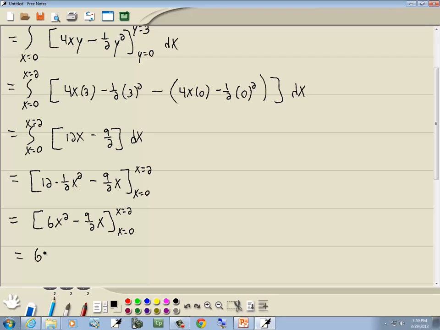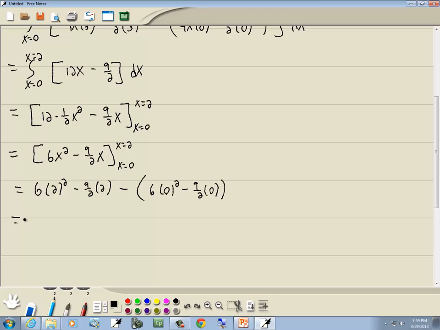So plug these in. So put 2 in, so we got 6 times 2 squared minus 9/2 times 2 minus, and then I'll plug 0 in for the x. So I got 6 times 0 squared minus 9/2 times 0. 2 squared is 4 times 6 is 24. These 2's cancel, so I got minus 9. And 0 squared is 0 times 6 is 0, so it drops away. 0 times 9/2 is 0, so it drops away. So if I subtract that, assuming I don't get any kind of basic mistake anywhere up above, 15 is our answer.